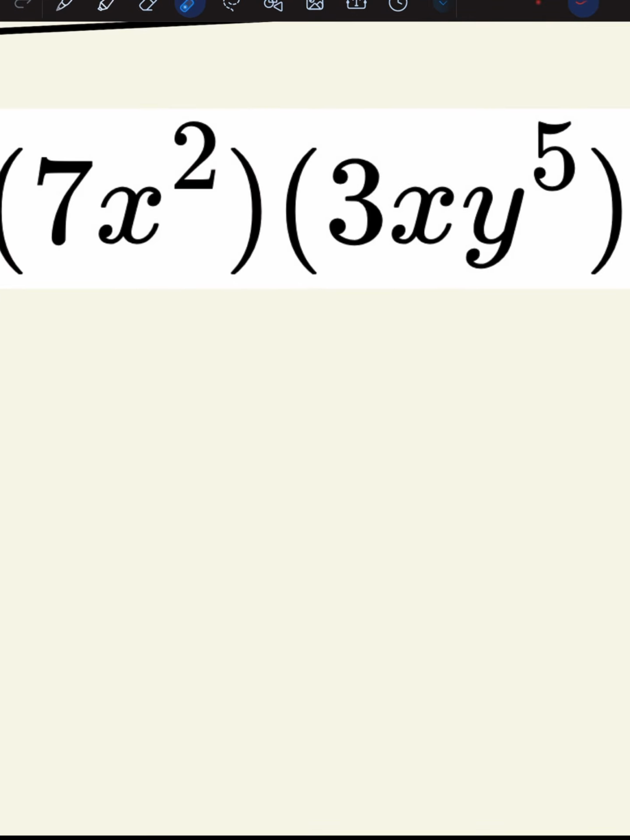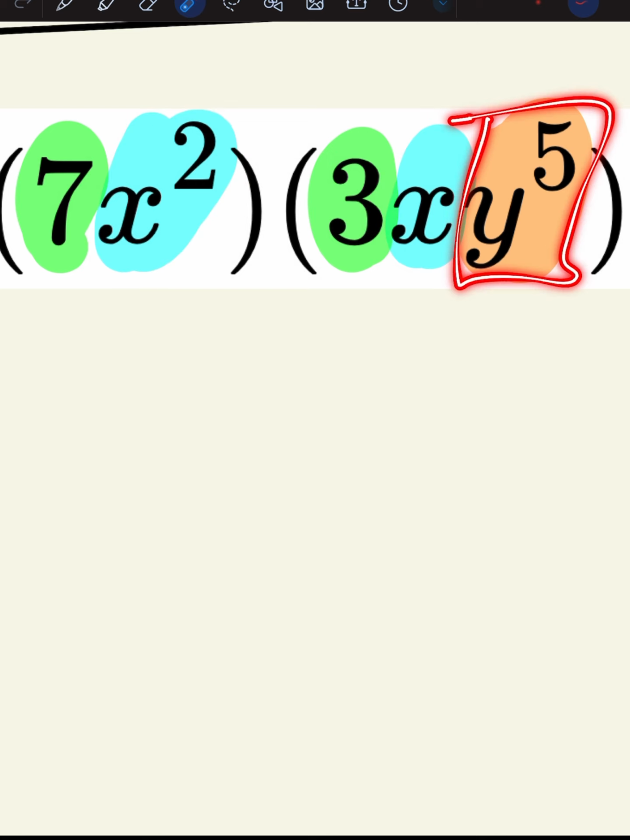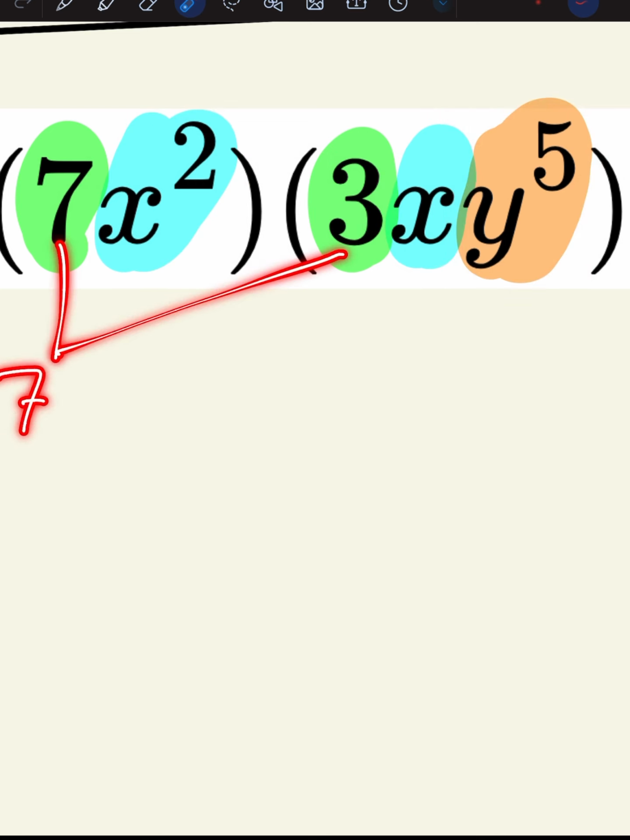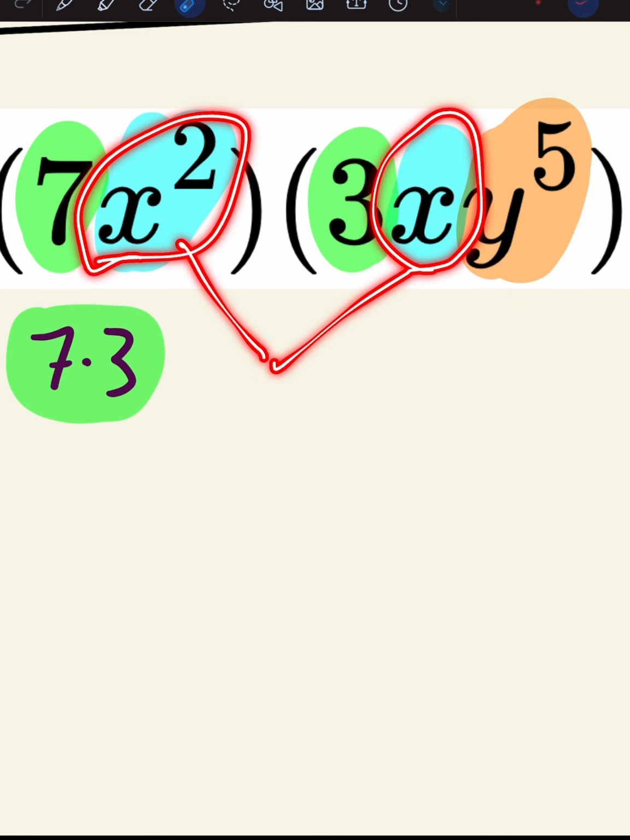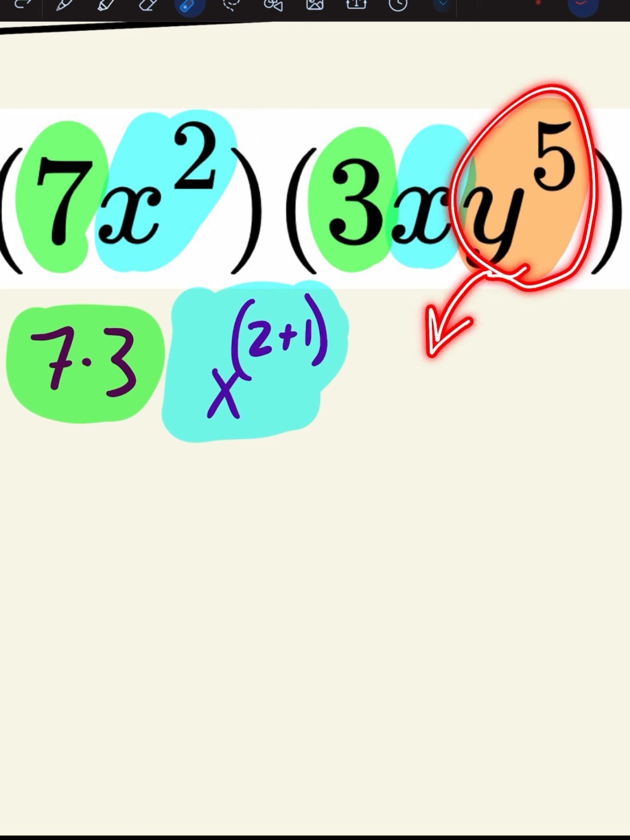Here's our third example. Remember to separate the coefficients, and variables are only going to combine with the same variable. So x's with x's and y's with y's. Our coefficients will just multiply, so this becomes 7 times 3. Our two x terms will combine, and if your variable doesn't have an exponent, there's always an invisible 1. So our 2 x's from the first term and our 1 x from the second term will add together. And since there's no other group for y's, that's just going to come down.